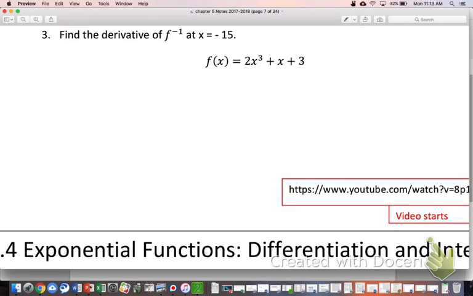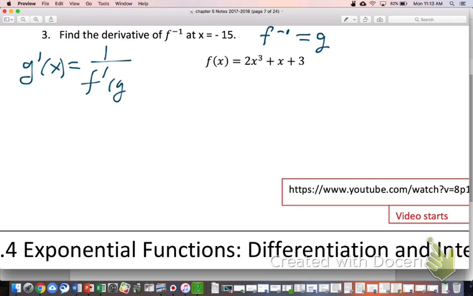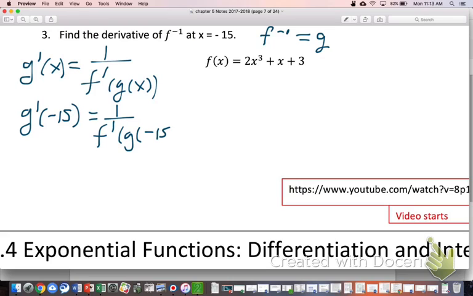so again, I want to emphasize the need, if you're going to use the g of x notation, to write this: inverse of f is really g. That's what I'm going to call it at least. So that enables us to use this formula: g prime of x is equal to 1 over f prime of g of x. So then we're looking for the value of the derivative of the inverse when x is negative 15. So g prime of negative 15 is equal to 1 over f prime of g of negative 15.